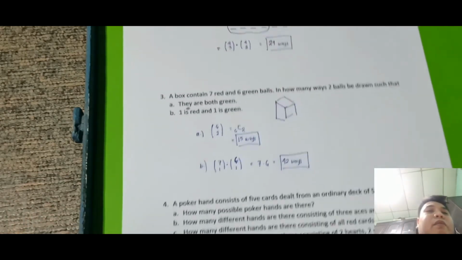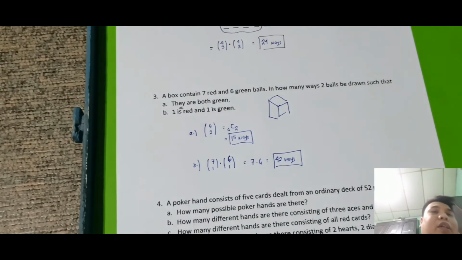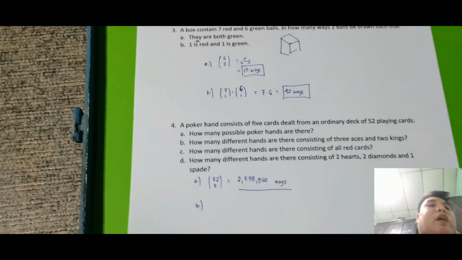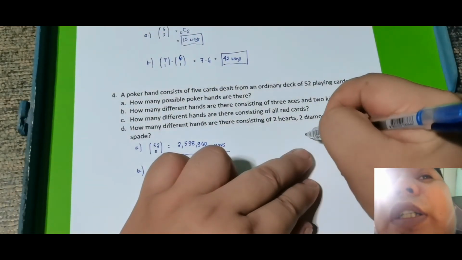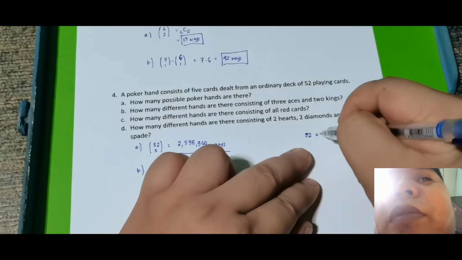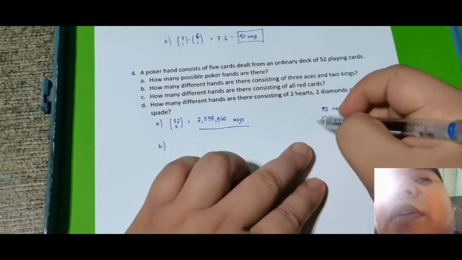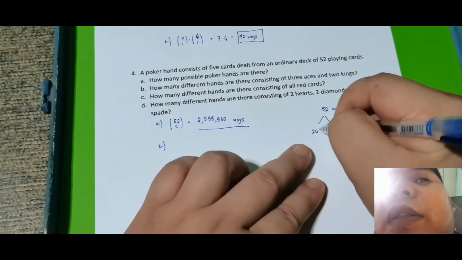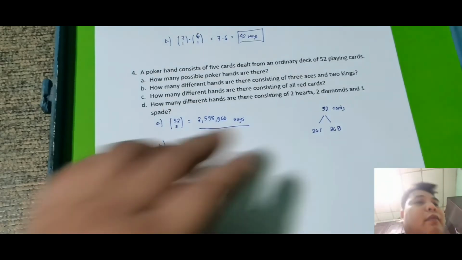So, kagaya nung kanina dito, ang total niya is 13. Pero may mga group tayo na may 7 red at 6 green. So dito, ganun din. May mga group din tayo sa 52 playing cards. Kung aware ka, sa 52 playing cards, may dalawang color. Tama? So sa 52 cards natin sa baraha, may dalawang class, may dalawang color. So may 26 na red, may 26 na black. Okay?